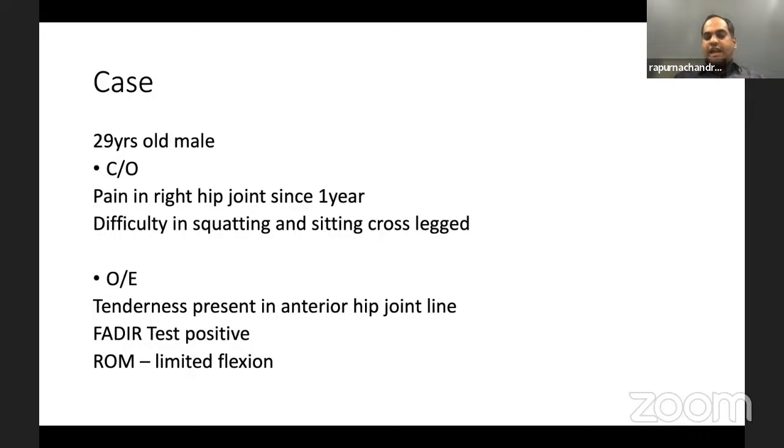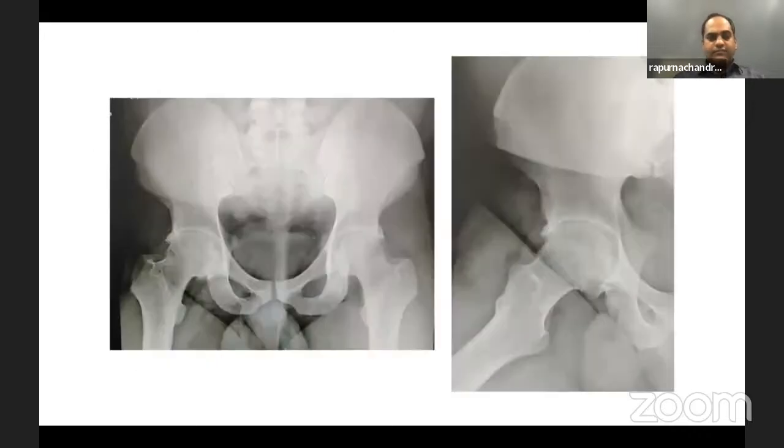Tests were positive. He had global restriction of movement. So these are his X-rays. His left side is also pathologic, but we are dealing with the right side. Just imagine this is a 29-year-old male.